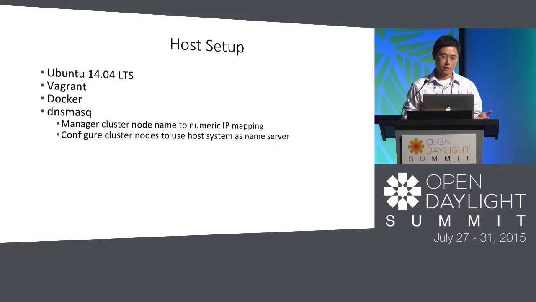I set up Vagrant latest version. I set up Docker latest version using basically the default installation instructions from their respective websites. And one last thing that I had to basically figure out was setting up dnsmasq to ensure that I can configure the node names and have it be visible to all the cluster nodes that I'm spinning up.